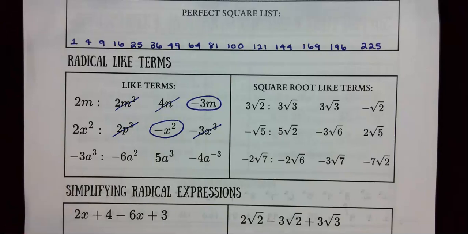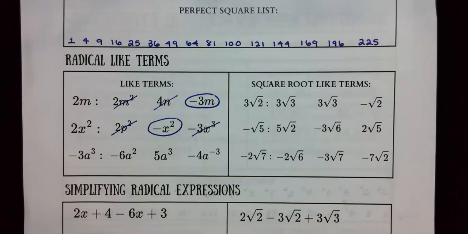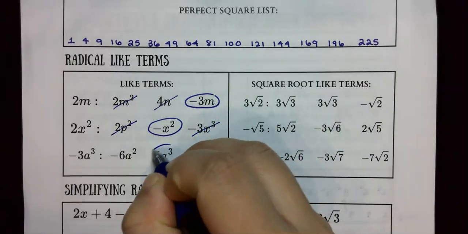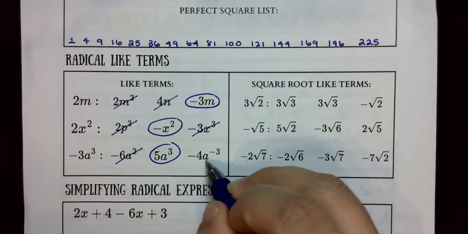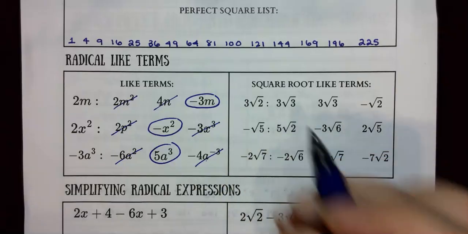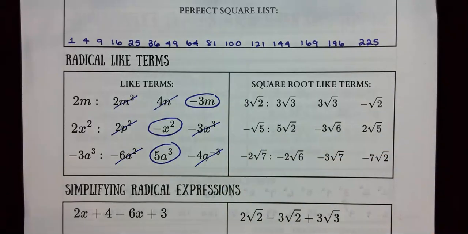When we take a moment and look at the last one here, you're going to notice the same thing. We have an a to the third power. The only one here that has an a to the third power is this one in the middle. Not a to the second, not a to the -3. So these are our like terms. We kind of already know that, and we've already been working with these kinds of terms. But when it comes to square roots, it looks different, but the concept is the same.